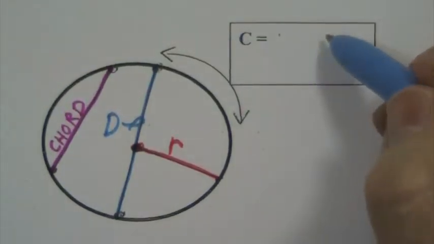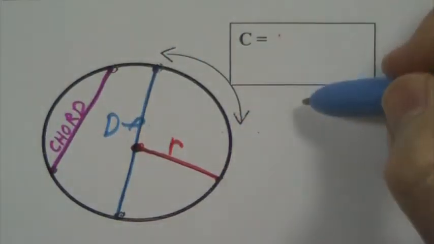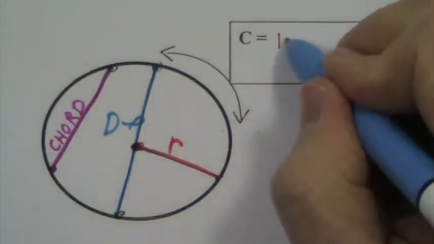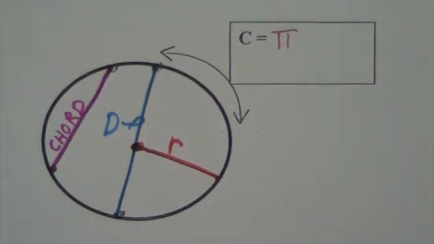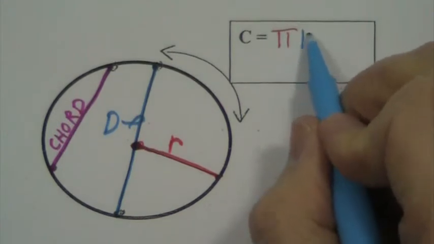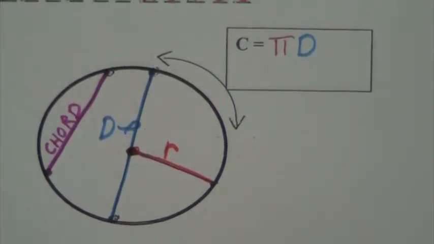Okay, now, the formula for circumference, remember, circumference is going all the way around. It's a fancy word for perimeter. All right, and we have to use the symbol pi. And I like to use this formula. Pi times diameter. Pi times diameter. Now there is another way of doing this.